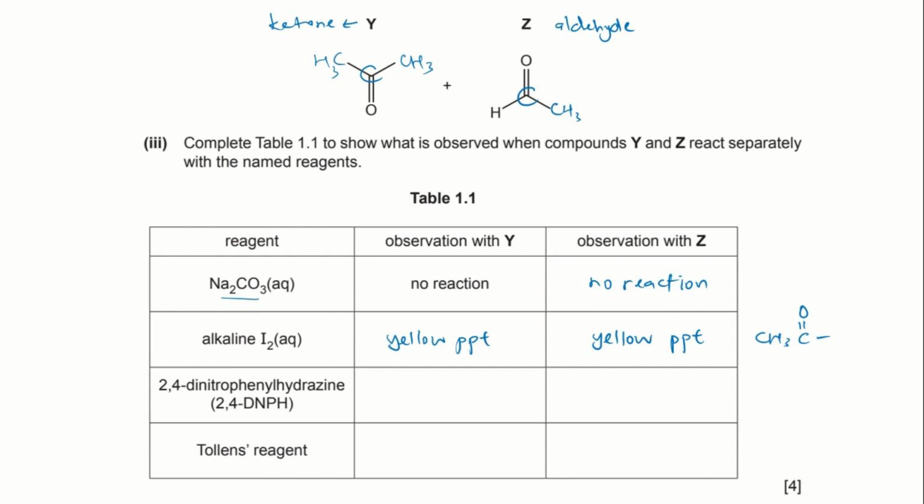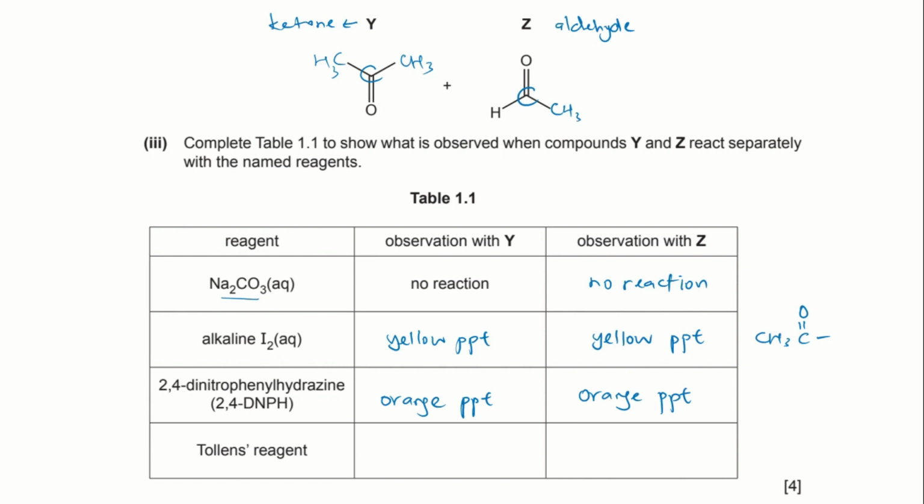Now let's look at the third reagent, 2,4-DNPH. 2,4-DNPH will give an orange precipitate with any carbonyl compound, right? It is a test to identify the presence of a carbonyl compound in any unknown solution. So a ketone is a carbonyl compound, and an aldehyde is also a carbonyl compound. Both will give an orange precipitate with 2,4-DNPH.